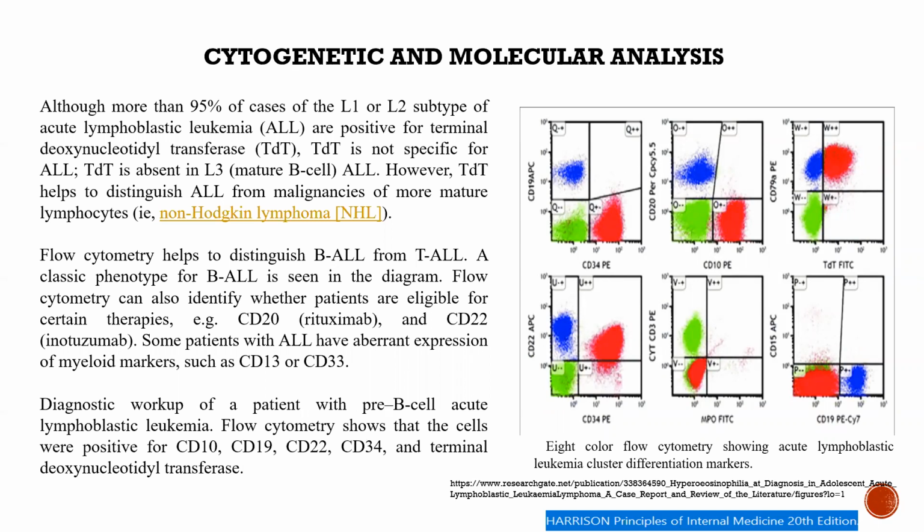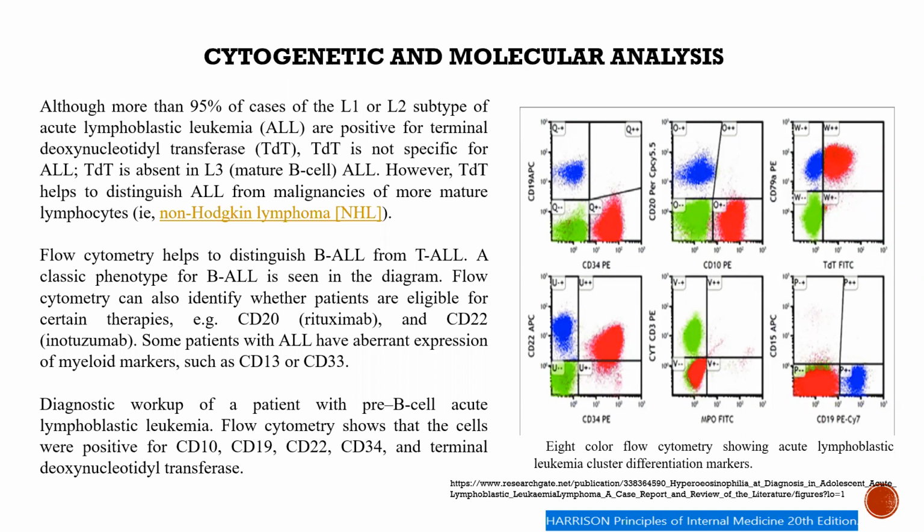More than 95% of cases of the first and second subtype of acute lymphoblastic leukemia are positive for terminal deoxynucleotide transferase. It's not specific for acute lymphoblastic leukemia, but this type of transferase is absent in the third type of mature B-cell acute lymphoblastic leukemia type. And this marker helps to distinguish acute lymphoblastic leukemia from malignancies of more mature lymphocytes, for example, lymphomas type.